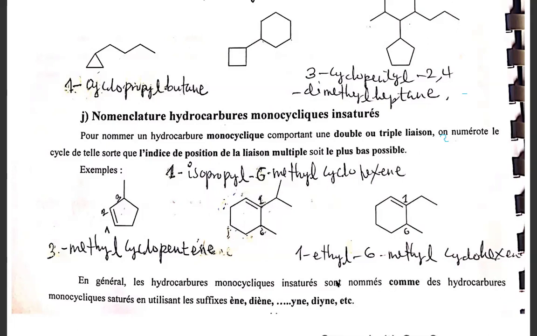cyclohexene. And we choose to give the position for the double liaison, or we choose not to give it the position when it is at position number 1. But when it's at position number 2, we are supposed to make sure that it is given the position. Is it clear?